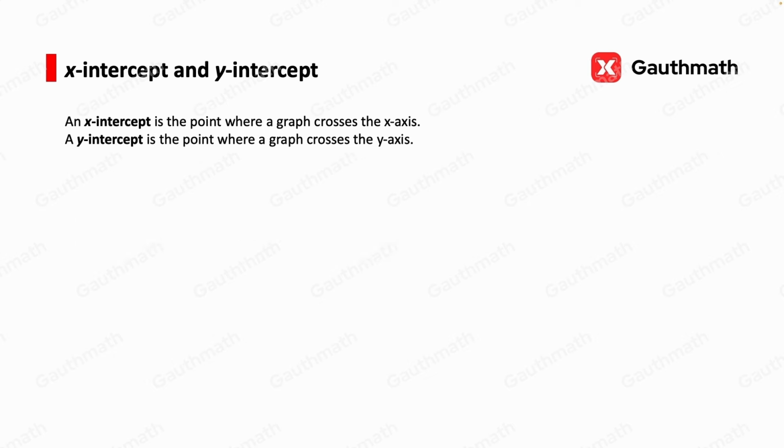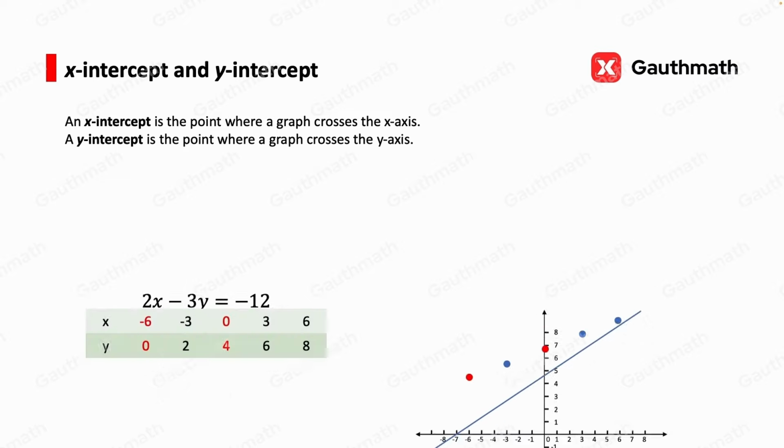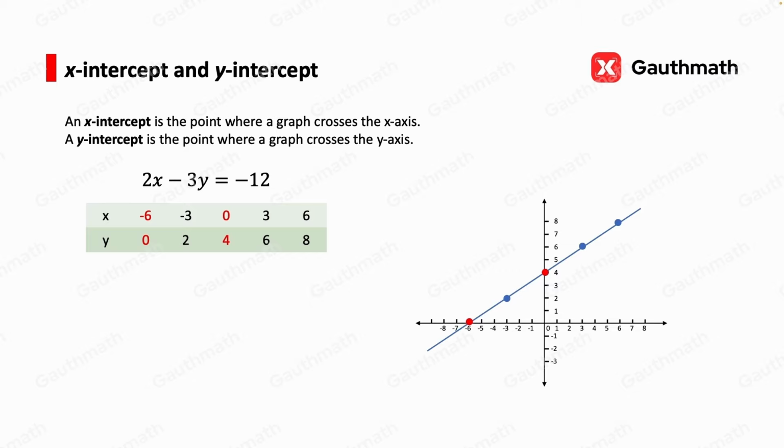An x-intercept is the point where a graph crosses the x-axis. A y-intercept is the point where a graph crosses the y-axis. In the previous example, there are 2 unique points. (-6, 0) is on the x-axis, and it is the x-intercept. (0, 4) is on the y-axis, and it is the y-intercept. But how do we find them from the form ax plus by equals c?